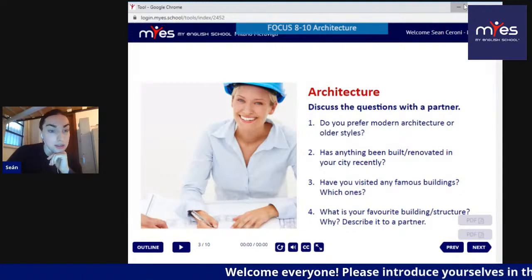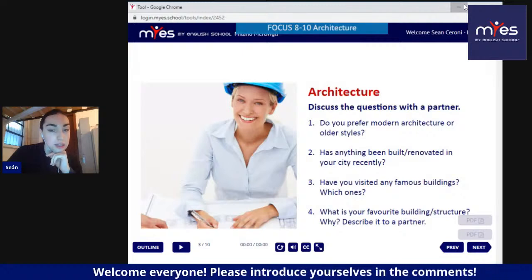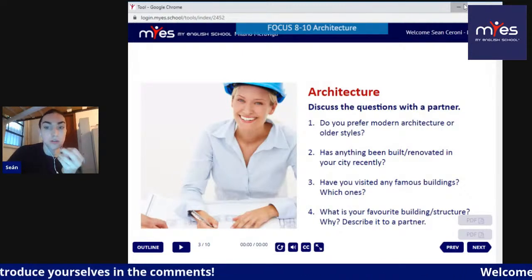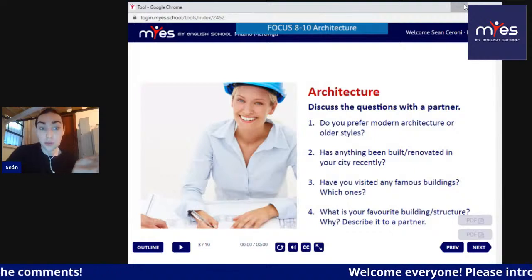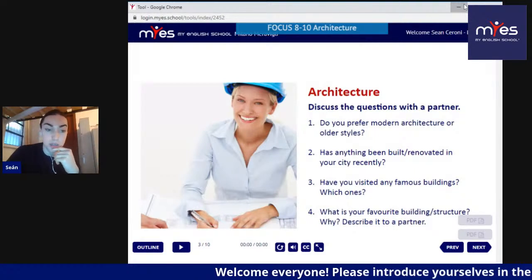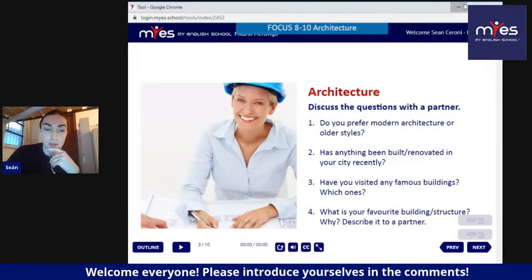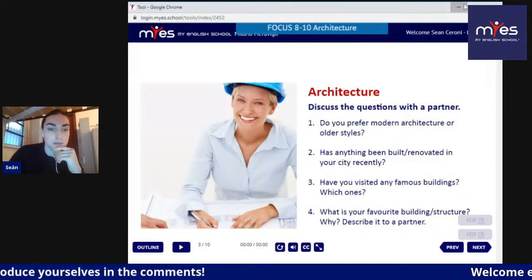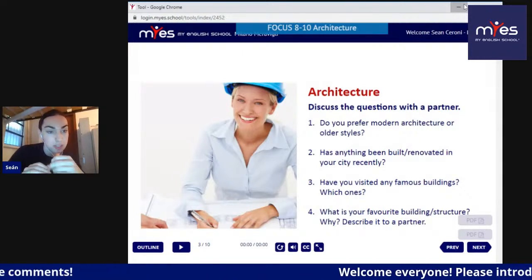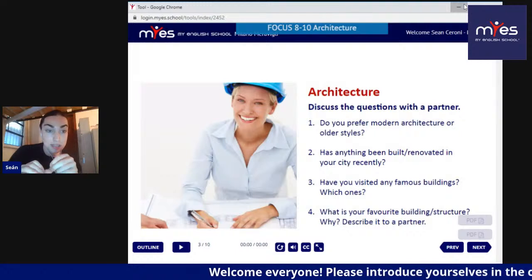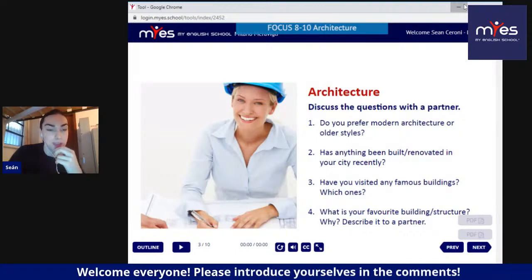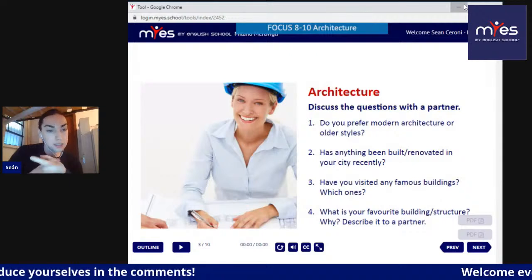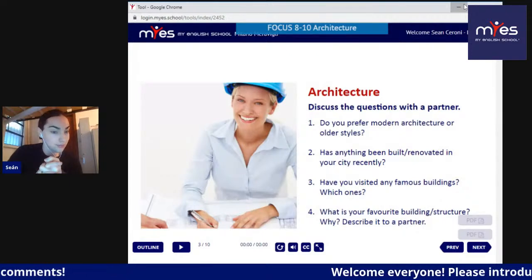And I think a great thing about very many cities in Italy, especially Milan, is that you have Roman, you have medieval architecture, but you also have very contemporary architecture, and it's all very interesting and very beautiful in many cases. So I don't have a preference. Do you have a preference? Please let me know. Has anything been built or renovated in your city recently?